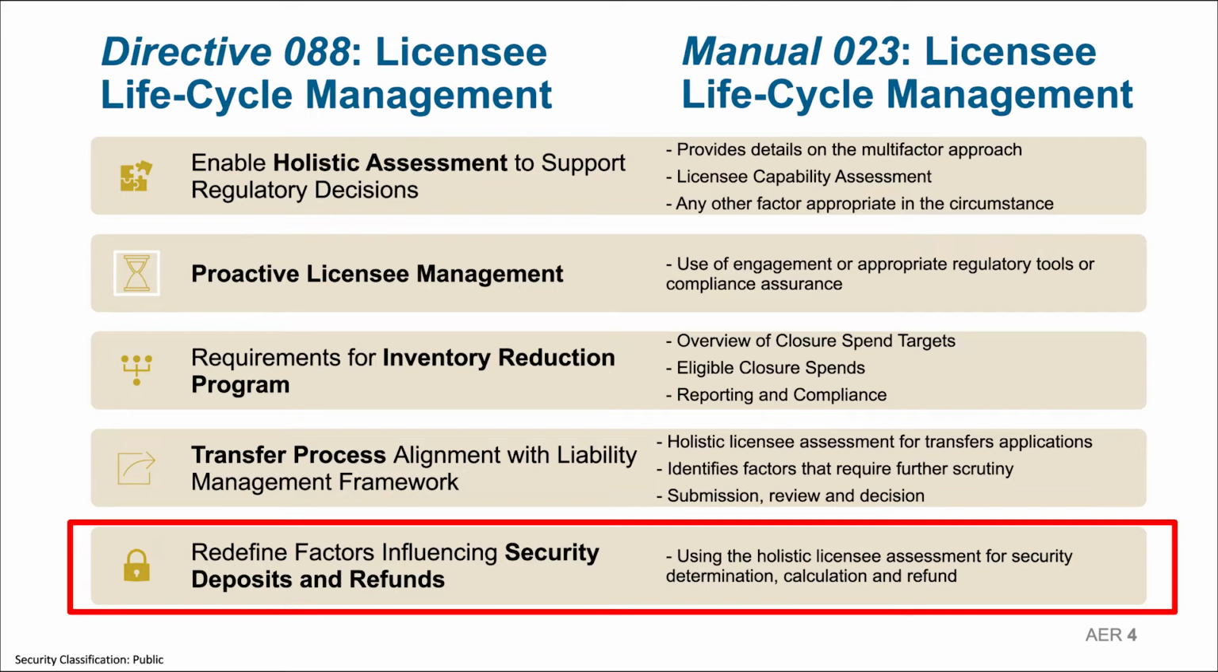Directive 88 is supported by Manual 23, which provides further details on how the holistic licensee assessment factors will be used for regulatory decision-making on security determination and refund, as we move away from solely using the liability management rating, the LMR, to consider the holistic licensee assessment and the risks presented. It is important to note that the current version of Directive 88 will be built in phases. It will continue to evolve with the future releases as we fully implement the LMF and replace the licensee liability rating program. We will provide more context on security deposits and refunds as we go through the presentation.